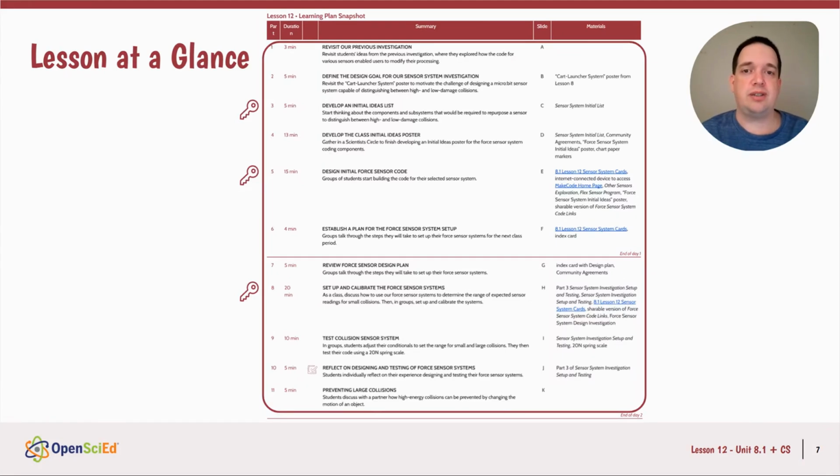All right, here's the first chunk. So you're going to start off by revisiting lesson 11 and talking about what are some of the effective coding strategies that students came up with. And then you're going to, as a class, figure out that we really want to be able to use these sensor systems to sort collisions into high energy collisions and low energy collisions, so we can plan out how to prevent so much damage.